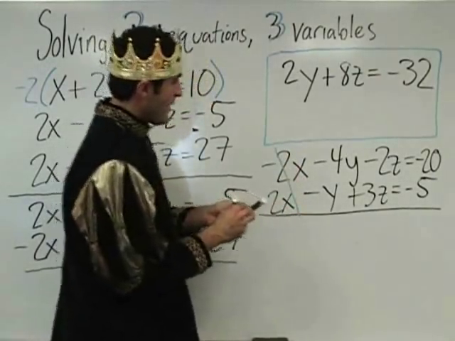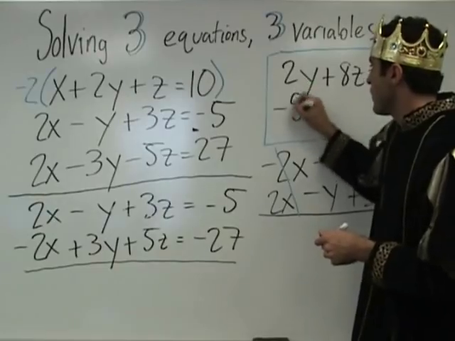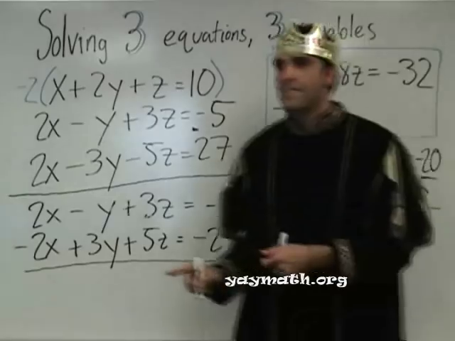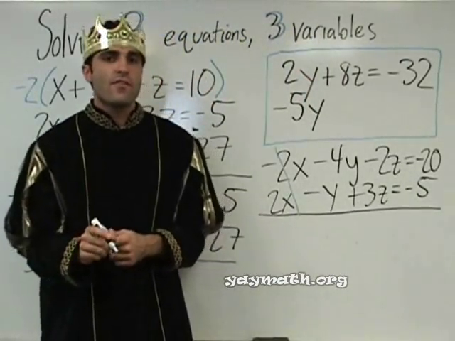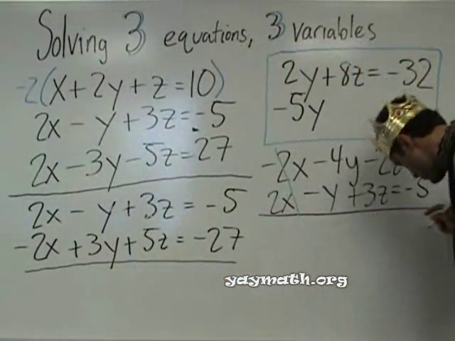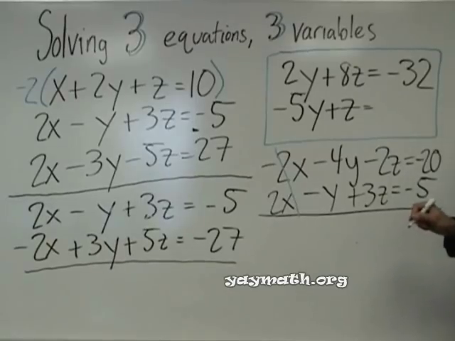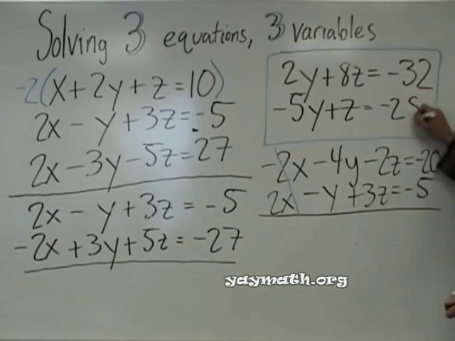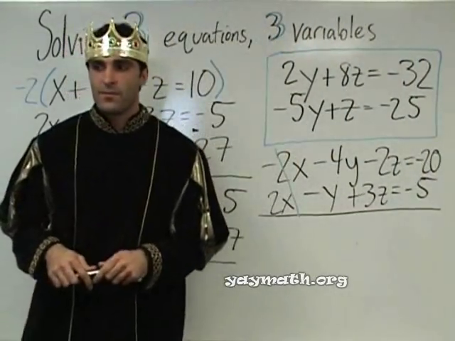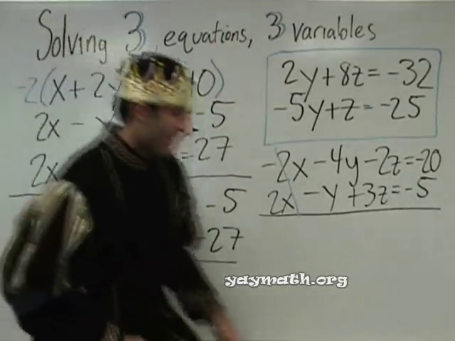-5y, plus z equals -25. Any questions so far as I set up the problem? We're adding these two. Equals -25. Very nice. And now, how many equations do we have? Two. With how many variables? Two. Very nice. So we can solve this now. So let's get into solving that.